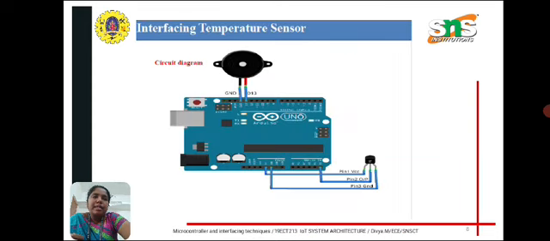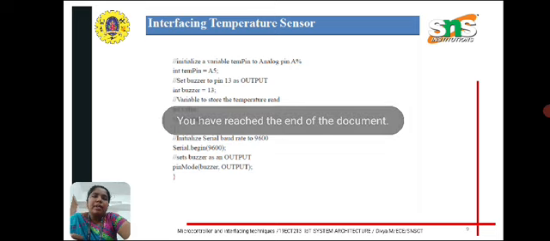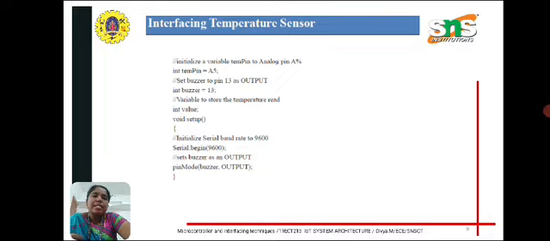This is the temperature sensor and how we are interfacing it with an Arduino board. This is the program for interfacing a temperature sensor with the Arduino board. We have declared a temp pin as an input pin A5, and there will be a buzzer also. If the temperature goes beyond the limit, the buzzer gives an alarm. We have set that buzzer as an output pin.